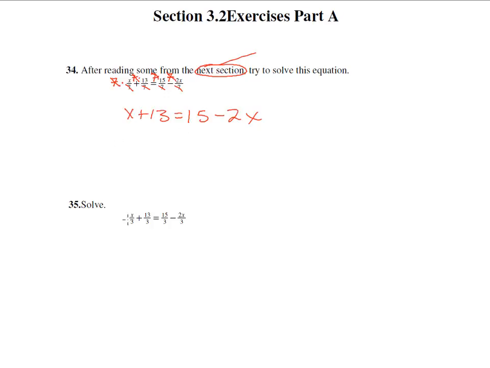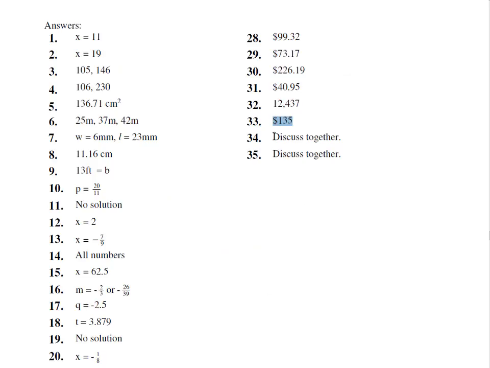Number 35, we have a very similar thing. Notice all these divided by 3's. You can times by 3 everywhere. And when you multiply it, they just go away and you get x plus 13 equals 15 minus 2x. These equations are now able to be solved the way you have done in the past. Well, that's what the next section is about. What happens when you start getting fractions that are different denominators? Well, we can change things to common denominators, and that is why the answers say, discuss it together. Excellent.